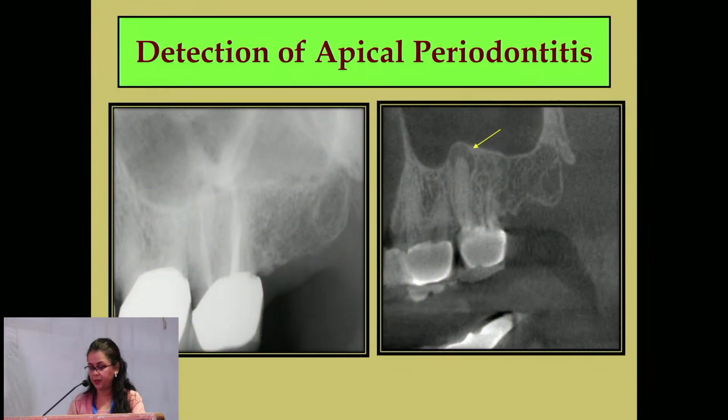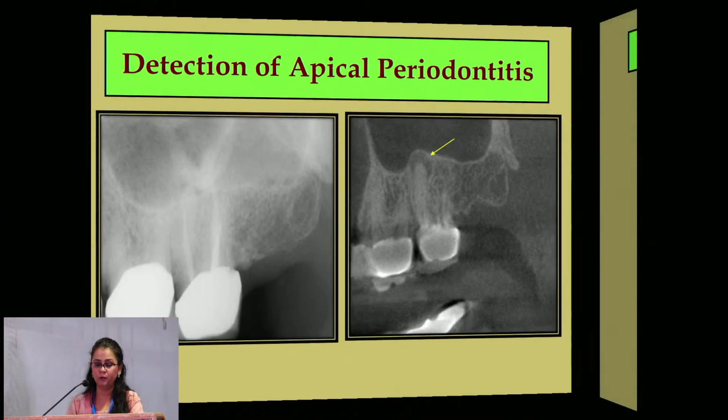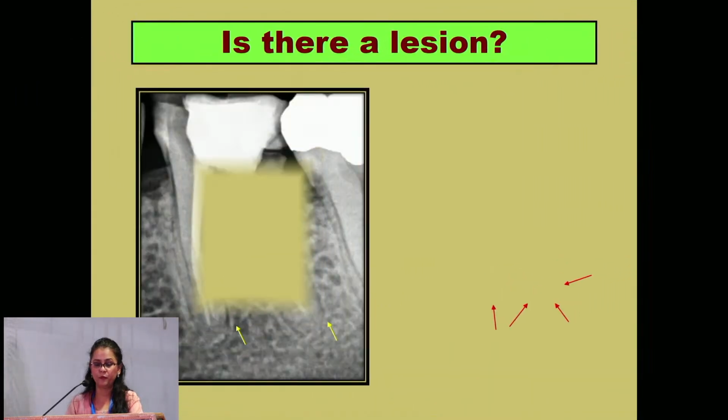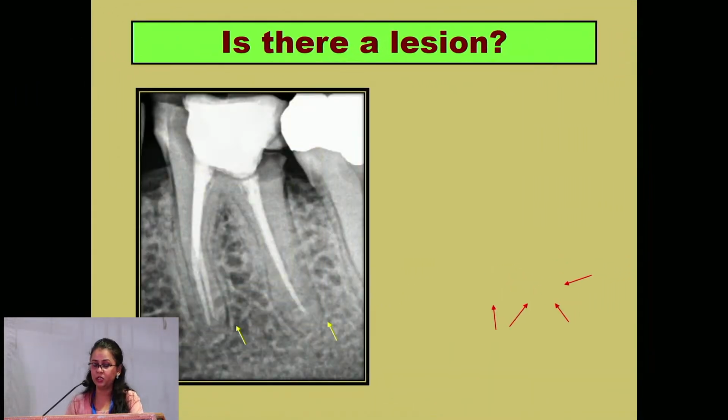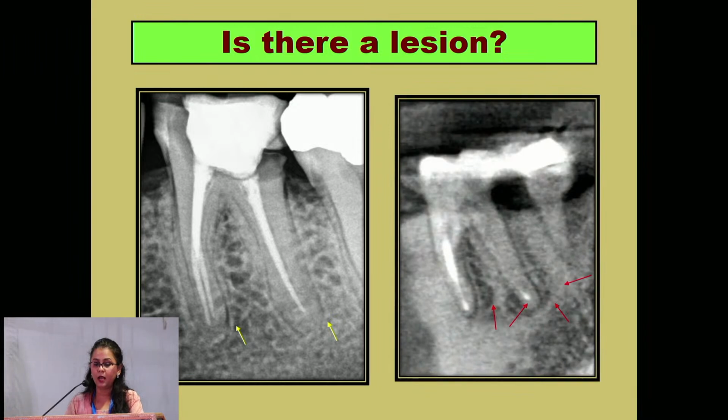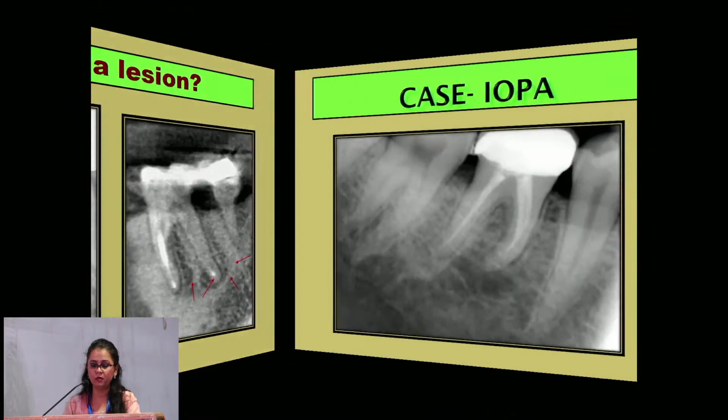So this is the same case. You can see the upliftment of the floor of the maxillary sinus, a cystic lesion which is well demonstrated on a 3D as compared to a 2D modality. You cannot say whether there is a lesion here, and then when you take a 3D, you are able to see there is a periapical lesion which is extending up to the furcation region, there is an endo-perio lesion. Your diagnosis completely changes after a 3D modality.